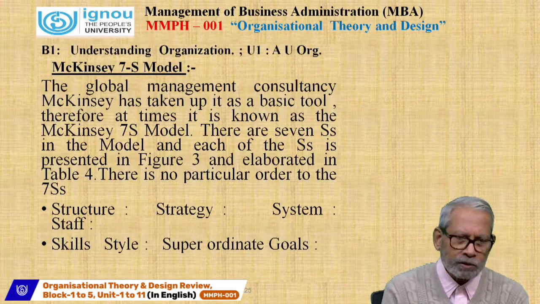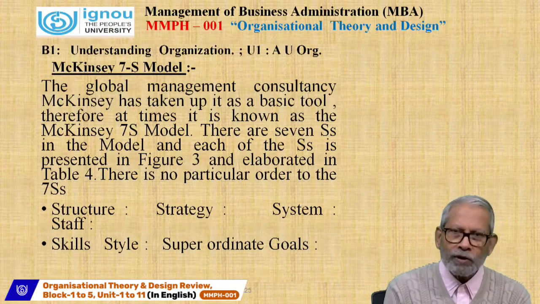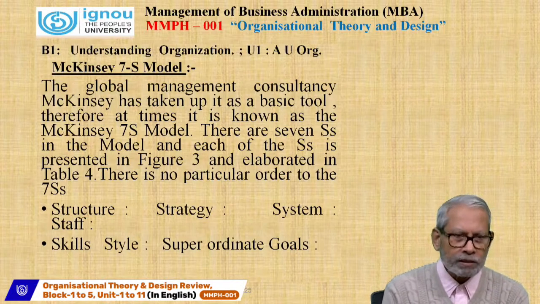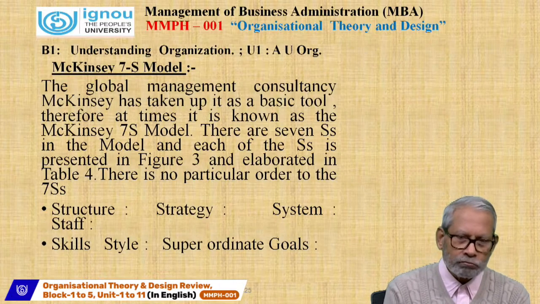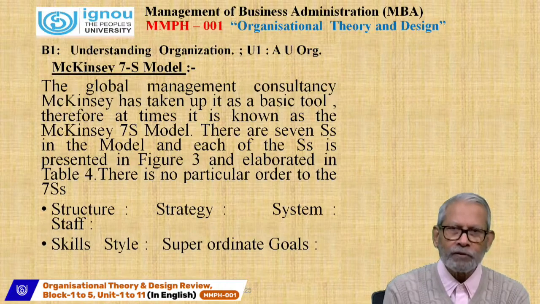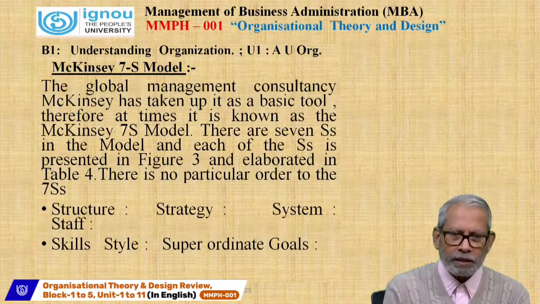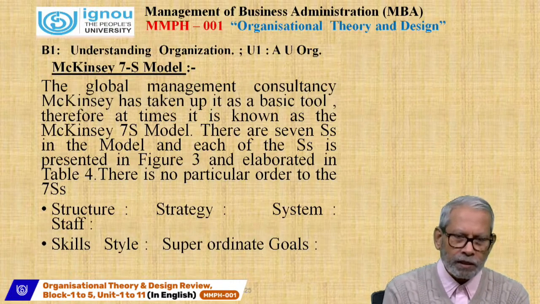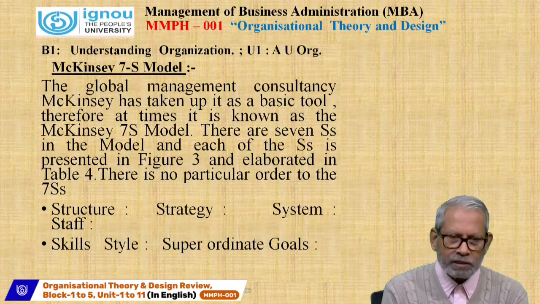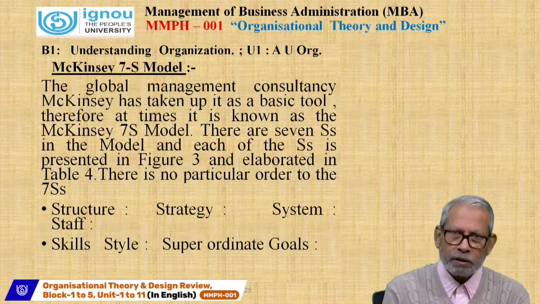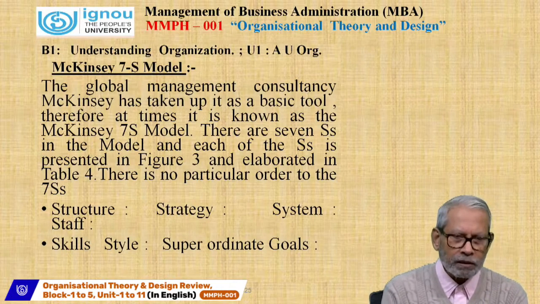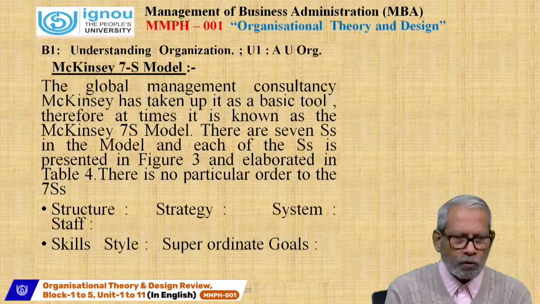There is also the McKinsey 7S model. The global management consultancy McKinsey has taken it up. It is a basic tool. There are 7S in the model, and each of the S is presented in figure 3, and some figures are given. There are 3 figures, but ultimately it is elaborated in table number 4 in your study material in detail. So there is no particular order in the 7S.